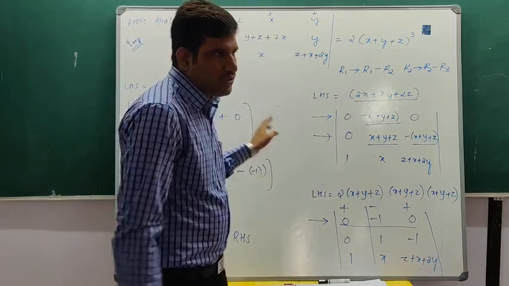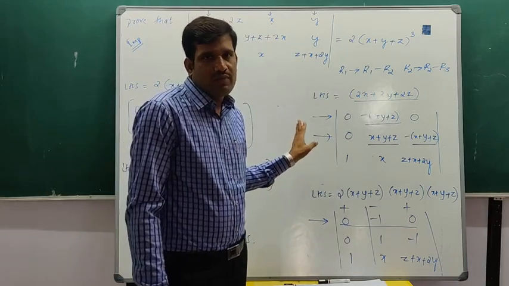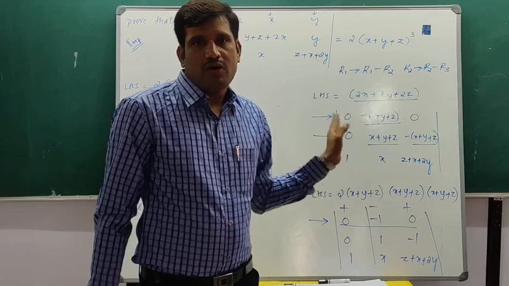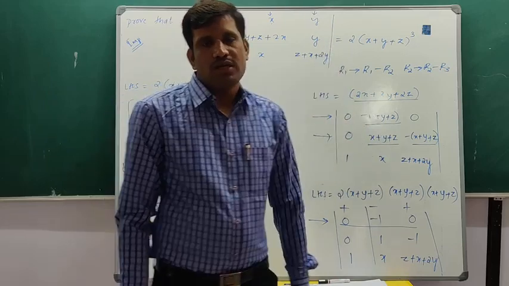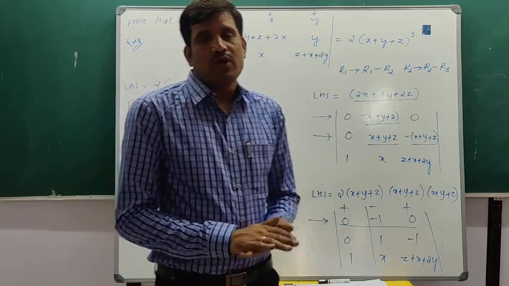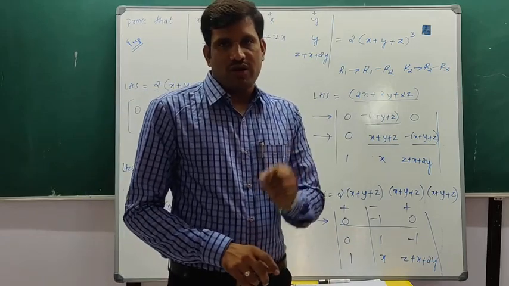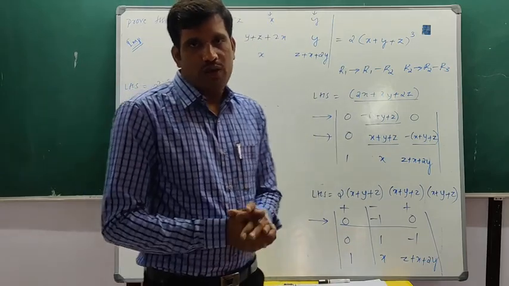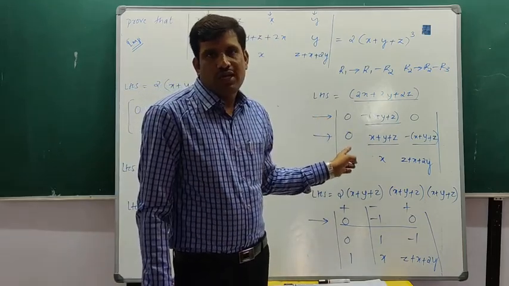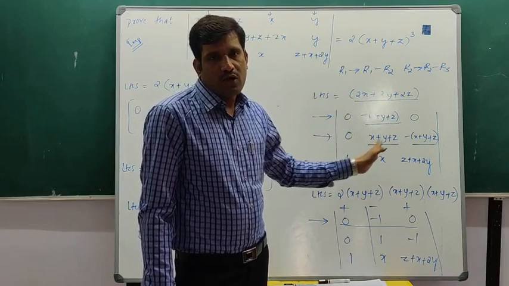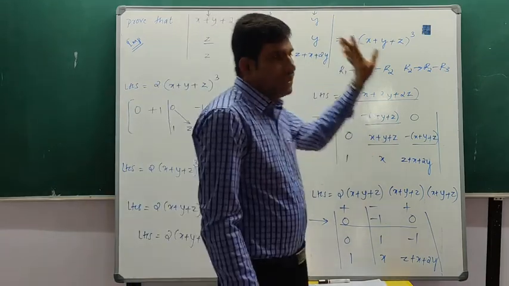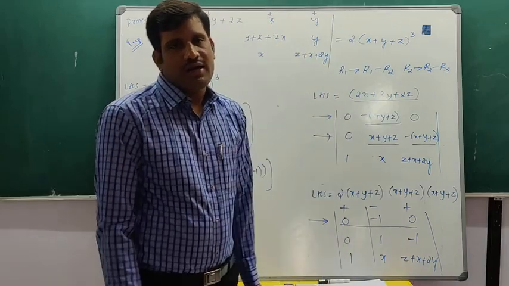When we perform C1 changes to C1 plus C2 plus C3, if we are getting the same element in the first column, then take that element common. So we are getting 1, 1, 1 in the first column. Next we are doing the operation R1 changes to R1 minus R2, R2 changes to R2 minus R3. After these operations, we are getting 2 zeros in a row or column. If there are any common elements, you can take that element common and then expand. You will get the resultant answer, the right hand side answer.